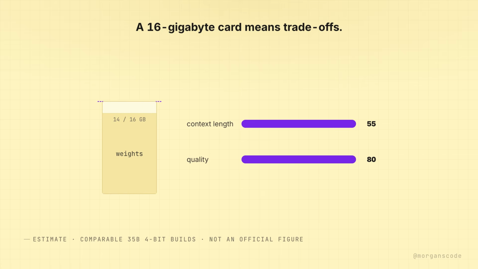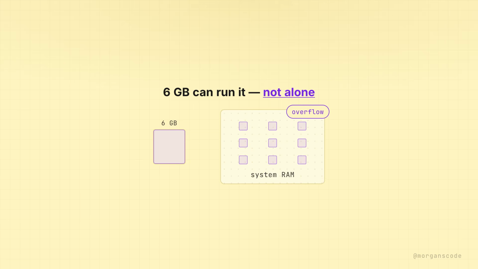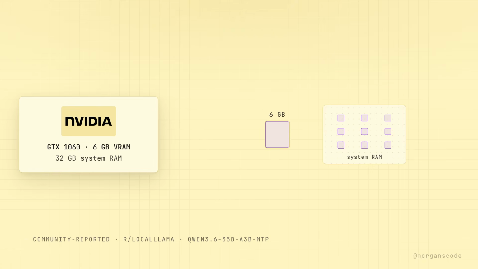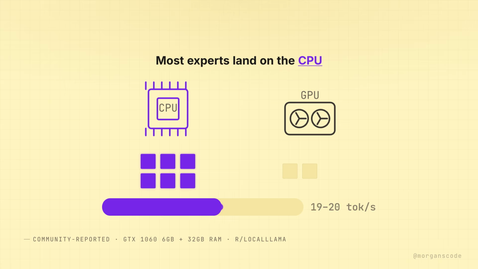On a 16 GB card, more aggressive quantization could make it possible, but context length and quality become part of the trade-off. And yes, this type of model can run with a 6 GB GPU, but not inside 6 GB of VRAM alone. One community member ran Qwen 3.8 35B-A3B on a GTX 1060 with 6 GB of VRAM and 32 GB of system RAM. With most of the experts handled by the CPU, it reached around 19 to 20 tokens per second.